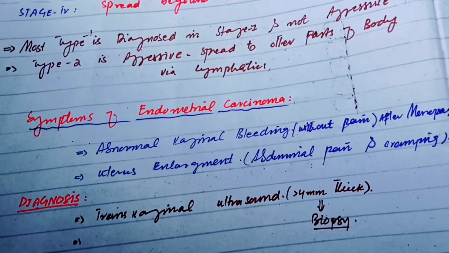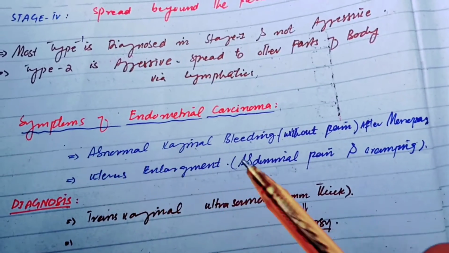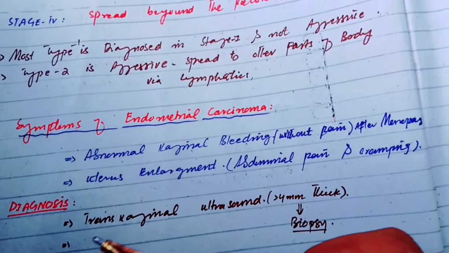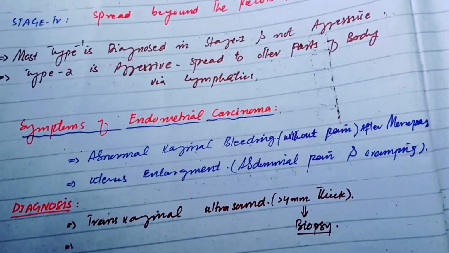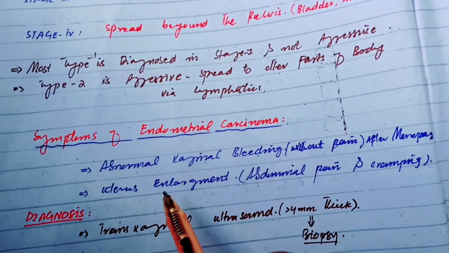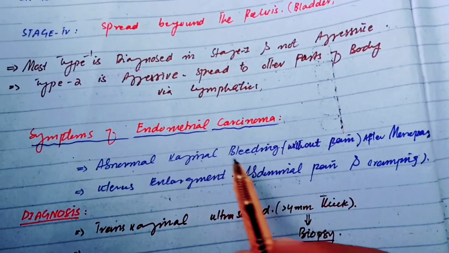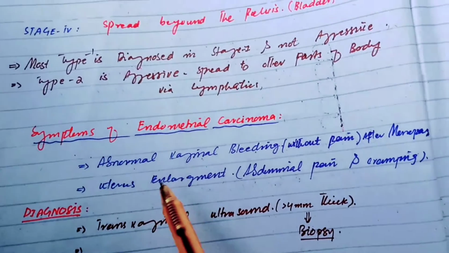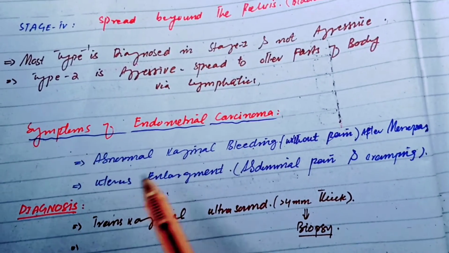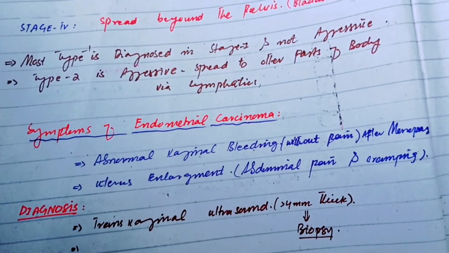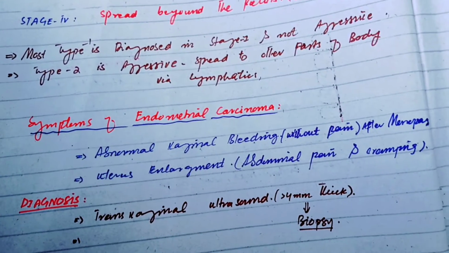So, the symptoms of endometrial carcinoma are postmenopausal abnormal vaginal bleeding, but the bleeding will not be associated with pain, and uterus enlargement, which is due to the mass that arises as a result of hyperproliferation of the endometrial glands.